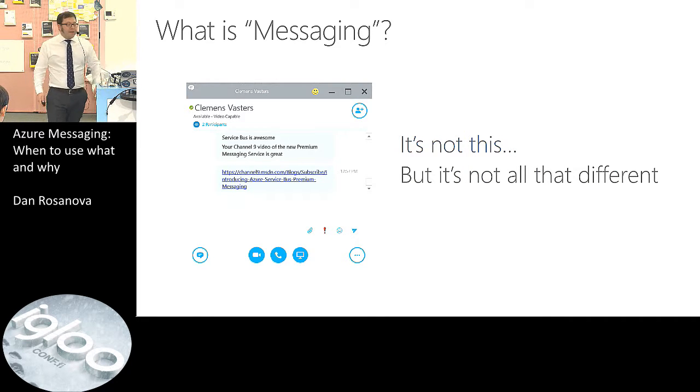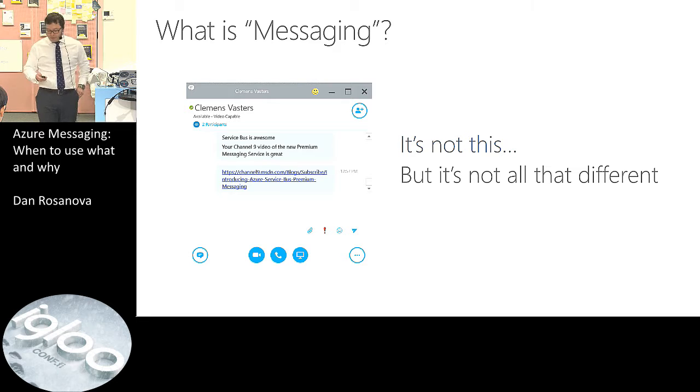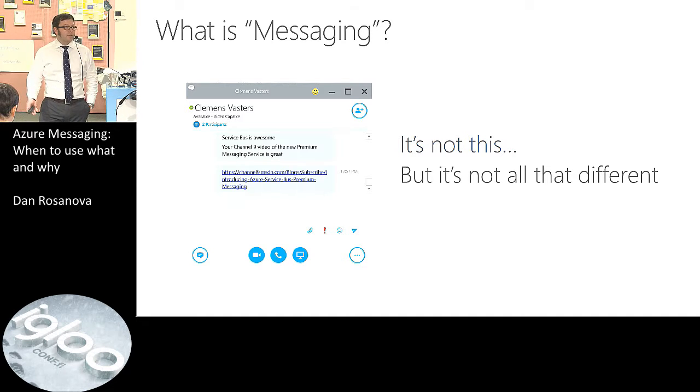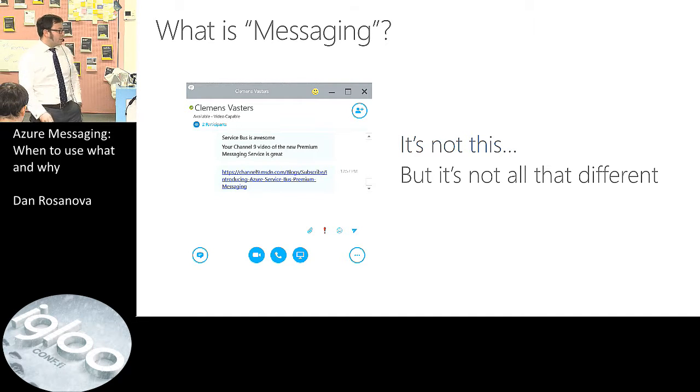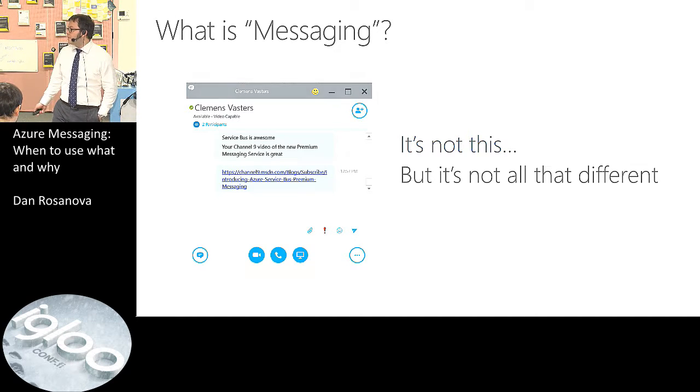So messaging's not that. It's not this whole sort of chat thing, but it's really not all that different. It's just computer focused rather than people focused.